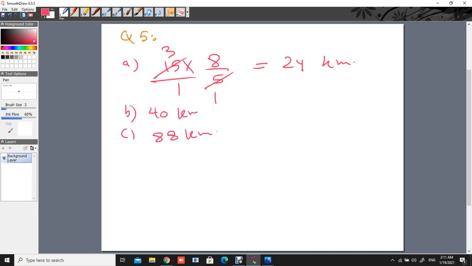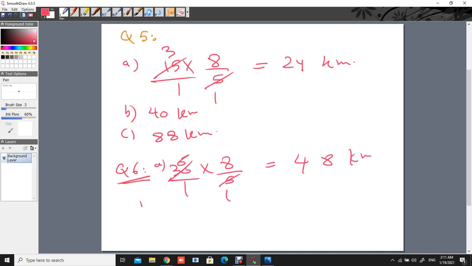Now question 6, the same thing, from miles to kilometer. Also you have to multiply by 8/5. Question 6, 30 miles times 8/5 over 1, 5 by 5 is 1, 30 by 5 is 6. 6 times 8 is 48 kilometer. This is for A. Now for B, 480 kilometer, the final solution. Now C, 72 kilometer. For D, 7,200 kilometer.